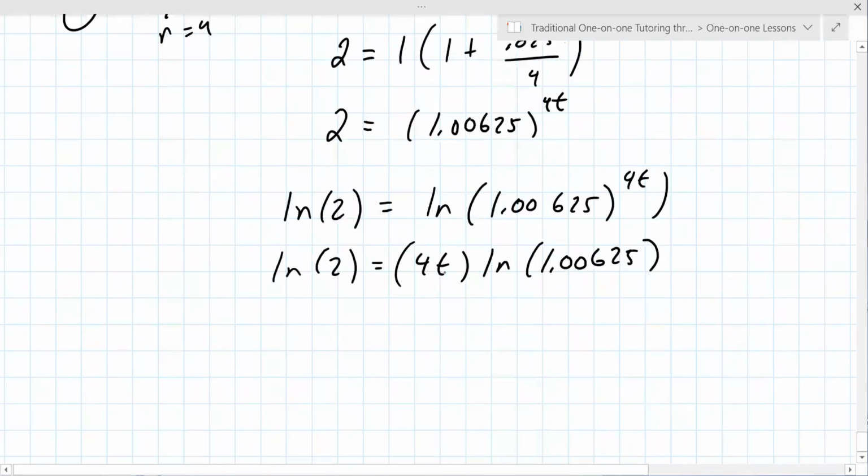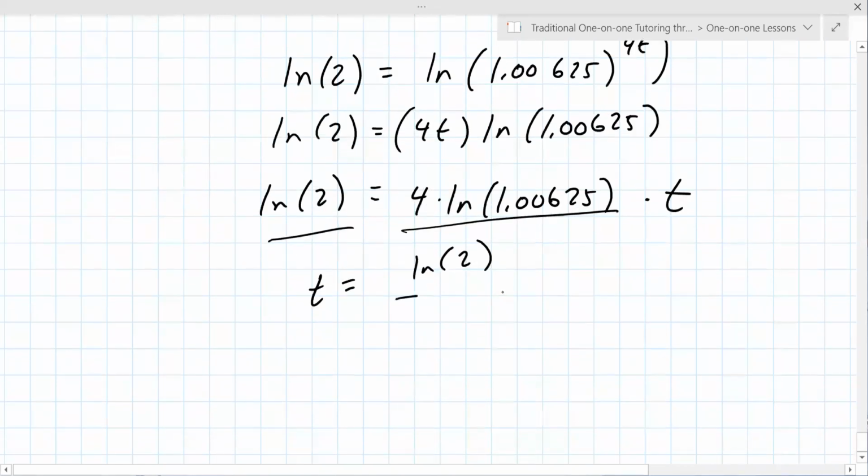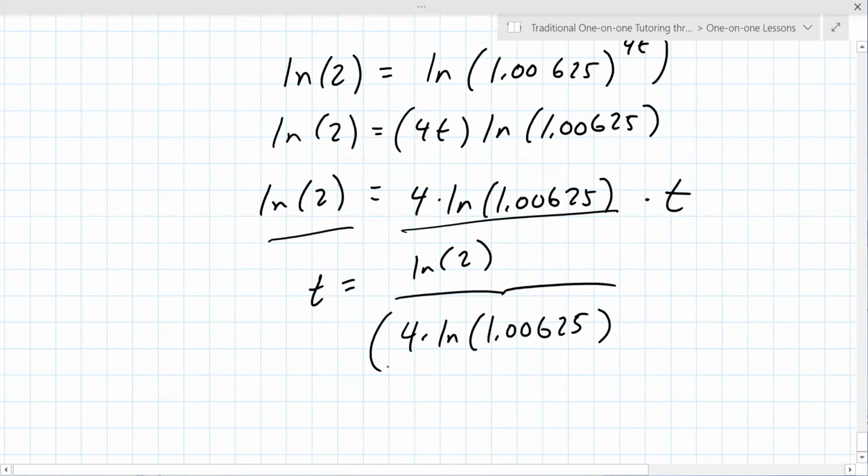Okay, and then you're trying to get t by itself. So in some ways, this is 4 natural log 1.00625 times t. So you just divide both sides by that. Now, what I don't recommend is trying to put this in your calculator every step of the way. I think it's better to do it at the end, but when you have more than one thing in the bottom, you have to put it in parentheses.